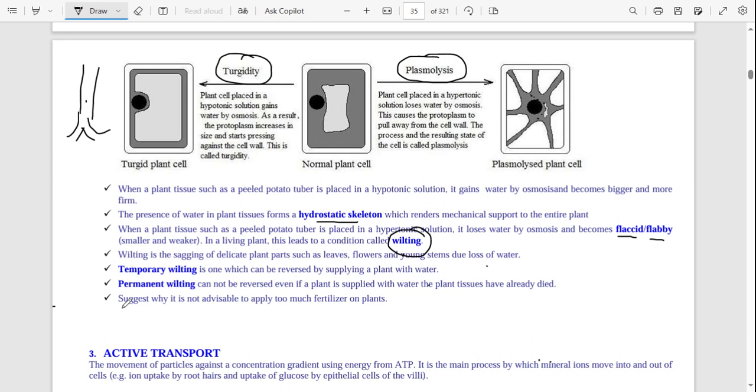So this is why it is not advisable to apply too much fertilizer on plants. Because if you apply too much fertilizer on a plant, what will happen is that the plant will start losing water and then it is going to wilt.